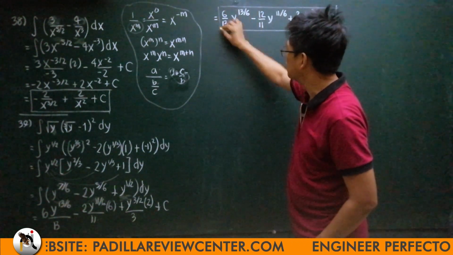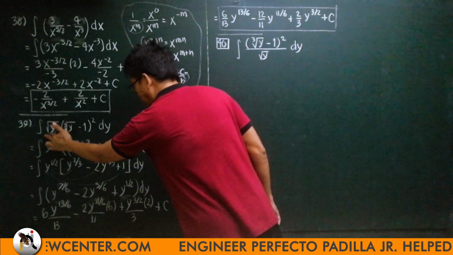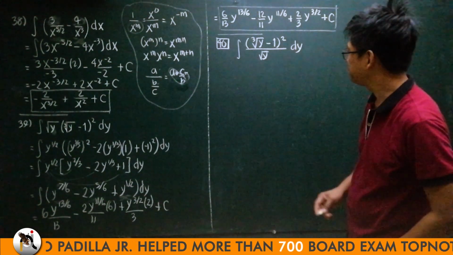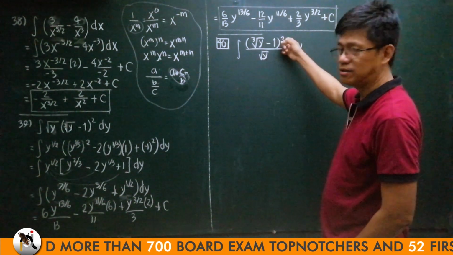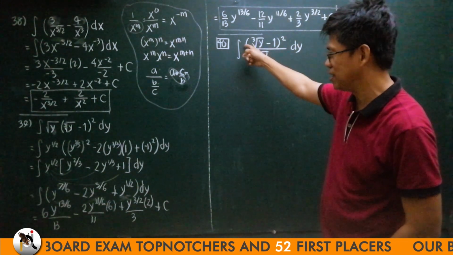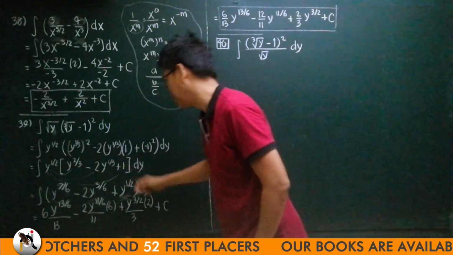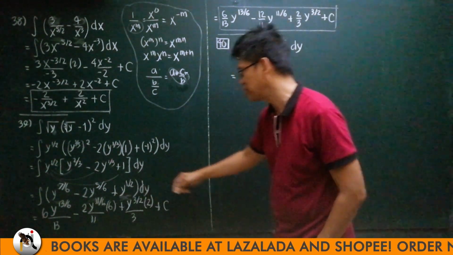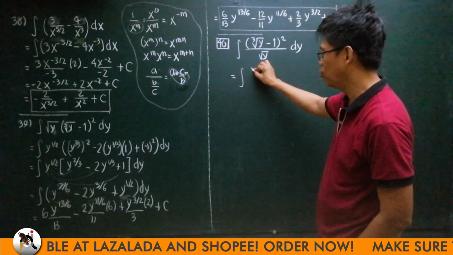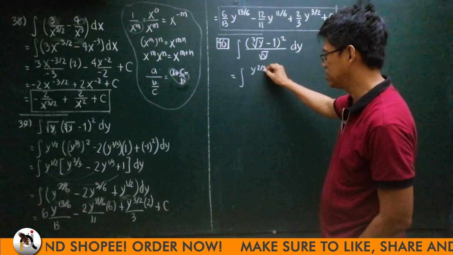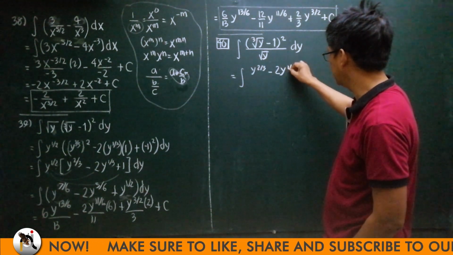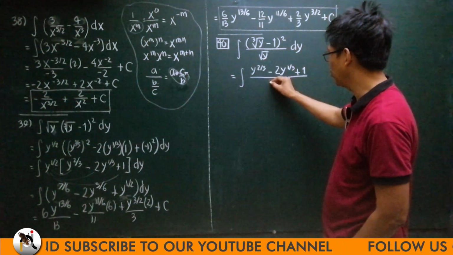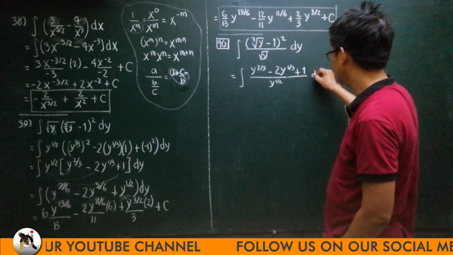Okay? Do you follow? What about if instead of multiplication, this is division? How do we handle it? We handle it this way. So this is squared. This is square root of y. When we expand this, it is the same as this one, right? So let me just copy the expansion here. So integral of y to the 2/3 minus 2 y to the 1/3 plus 1 over y, square root of y is y to the 1/2, dy.